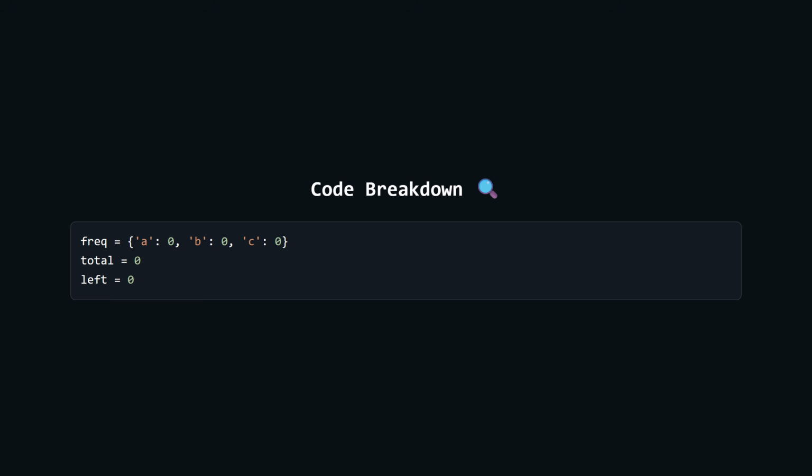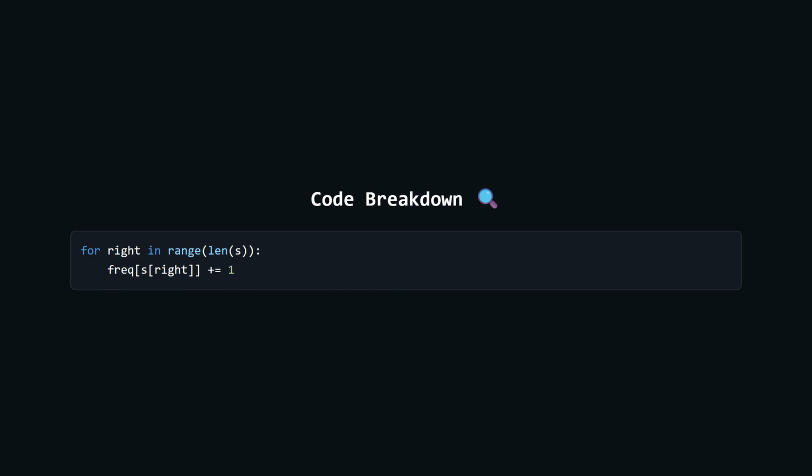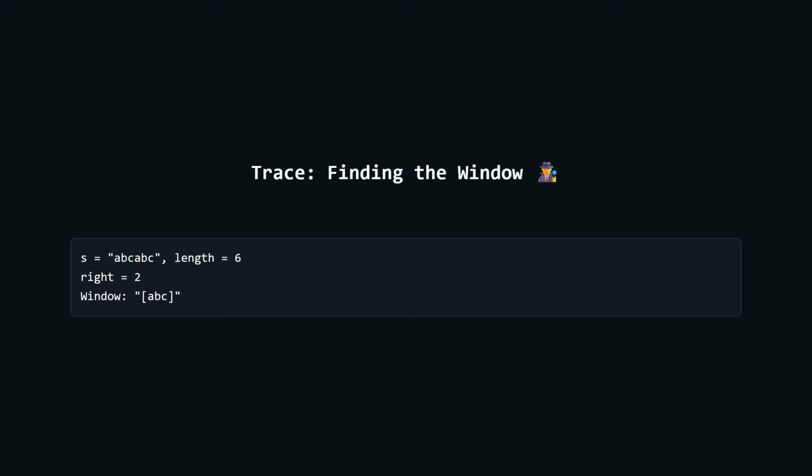We start by setting up a frequency map to count our letters, a running total, and our left pointer. Then we loop our right pointer through the string, adding the current letter to our frequency counts. As long as our current window has at least one of every letter, we do that math trick to instantly add all valid extensions to our total. Inside that same loop, we subtract the leftmost letter from our counts, and slide the left pointer forward to check for new, tighter windows. Let us trace this.